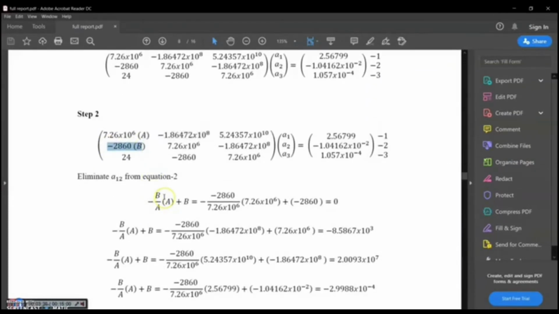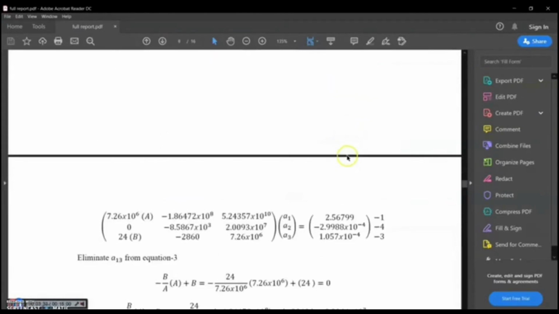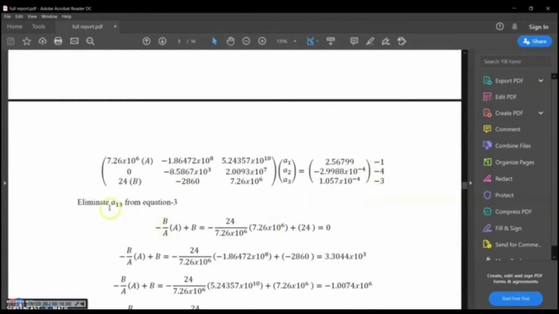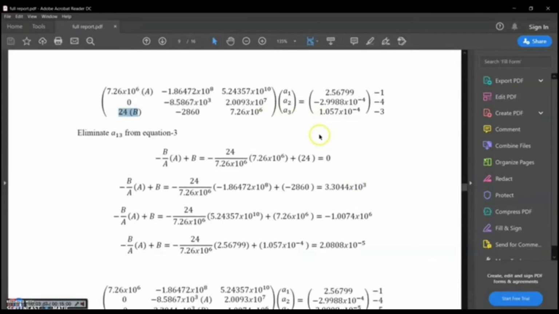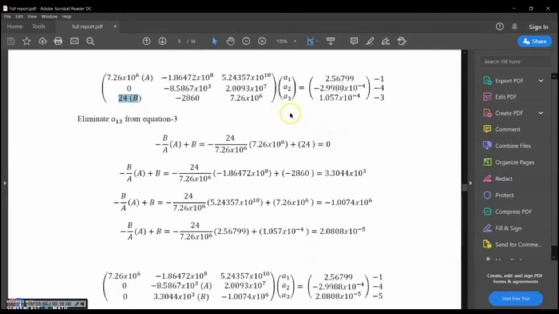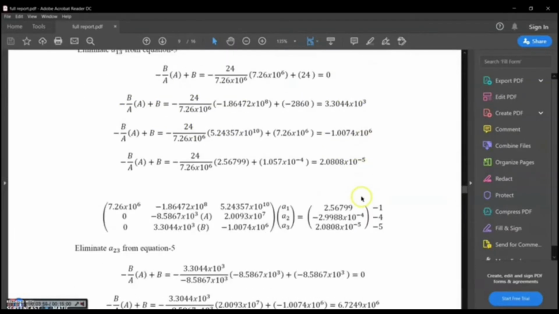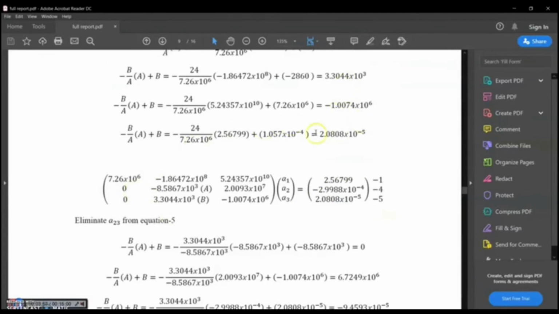We can use the formula negative B over A times with A and plus B, and we'll get the answer. The answer we need to put into row 2 equation. For the next step, we need to eliminate A13 from equation 3. As it is the same step, we need to substitute the value into the formula and we'll get the answer. For the answer, we need to sub back into equation 5.